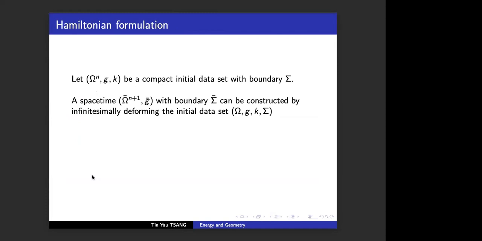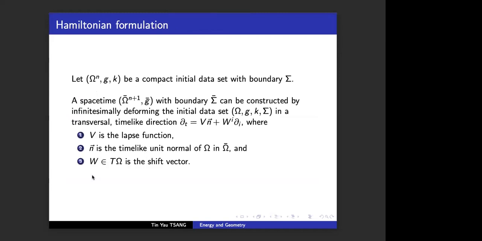So now, to answer Martin's question, that is the Hamiltonian formulation, go back to here. We can form a spacetime here. Actually Martin may be more familiar with this than me because it's a physics paper. I just copied that. So this is the Hamiltonian formulation. This is Omega bar altogether. The boundary altogether, we call it Sigma bar. Omega bar is the whole spacetime. The boundary here is Sigma bar. How we can form this is by so-called deforming this transversely in this direction, so-called partial t equal to v n plus w. So w is a shift vector, which is tangential to Omega.